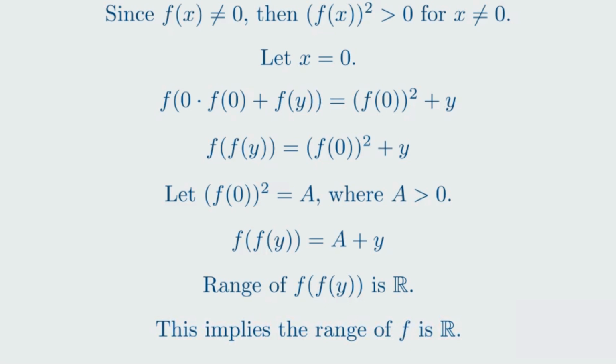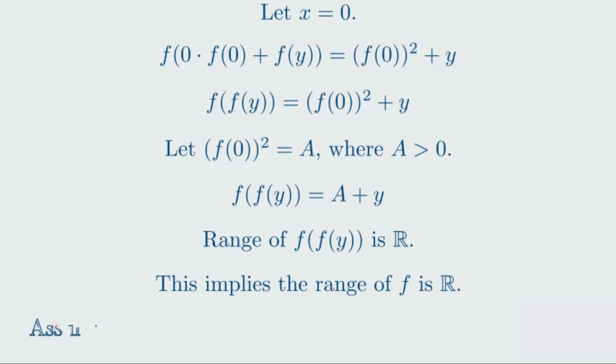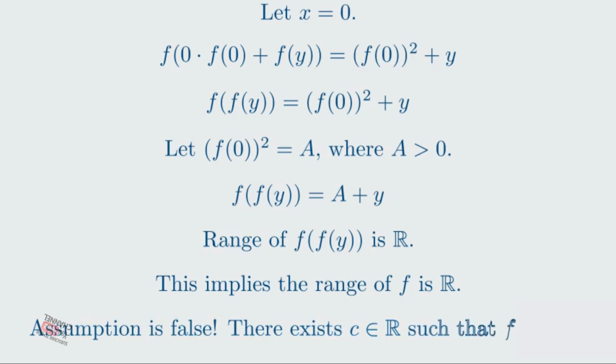So, our assumption that f has no roots led us to the conclusion that f takes on every real value. But if f takes on every real value, it must take on the value 0 at some point. This is the very definition of a root. This creates a direct contradiction with our initial assumption. Our assumption must be false. Therefore, there must exist a real number c such that f(c) is equal to 0. This confirms our key result.